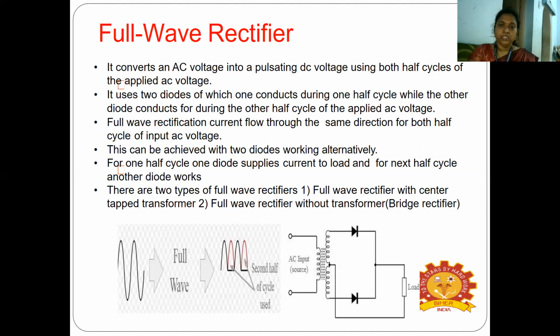wave rectifier. So when you see the circuit diagram there, you can see you are using a transformer, and to the primary winding you will be giving the AC input source, and from the secondary you are going to connect two diodes in the same direction, that is anode to cathode, and finally you are going to connect it to the load resistance. This is a simple diagram of the full wave rectifier.